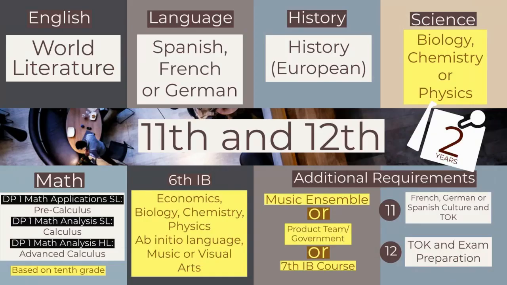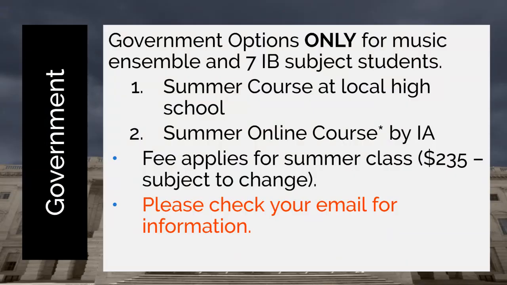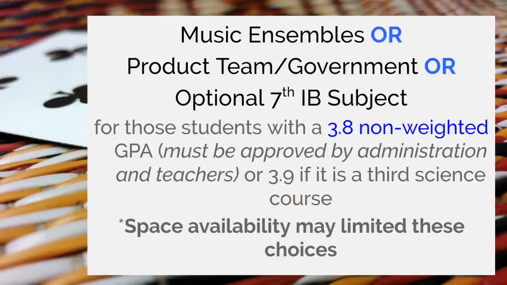For the last 2 blocks of our schedule, many students select the standard course of study, which is to take product team, which is similar to a study hall, and our government class. Then our language culture class, followed by TOK, theory of knowledge, and exam prep. If this is the course your student selects, then their options are rather clear-cut. However, if your student wishes to fill one of those blocks with a music ensemble class, they must take a government option either online or over the summer to free up this opportunity in their schedule.